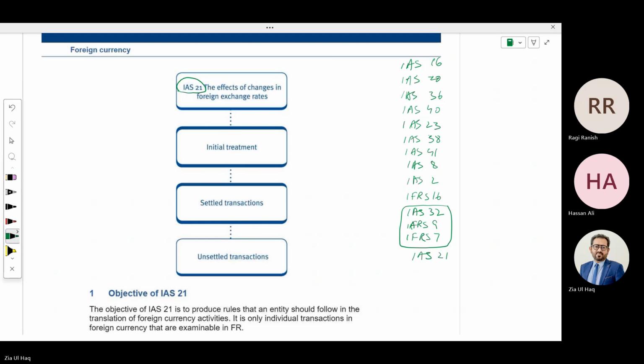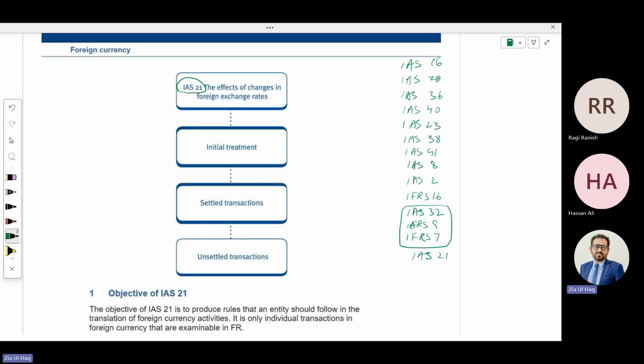IAS 8, accounting policy change, accounting estimate, and prior period errors. There is no chart. We should remember what we have covered. I just asked what standard we have covered, and you are providing me the number and detail.